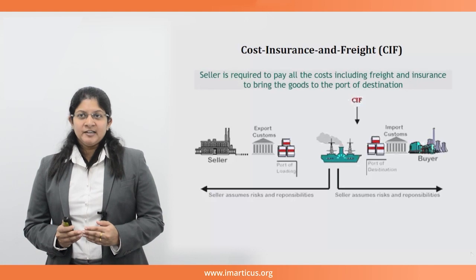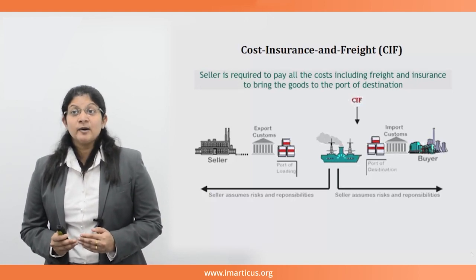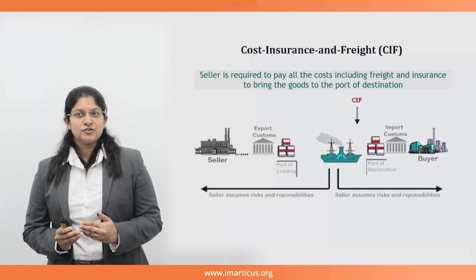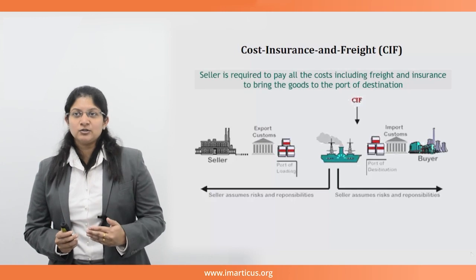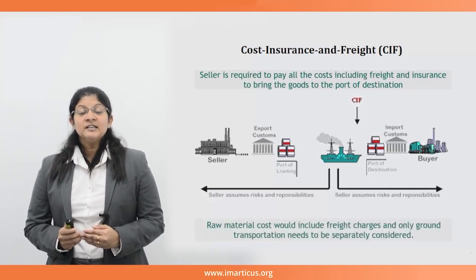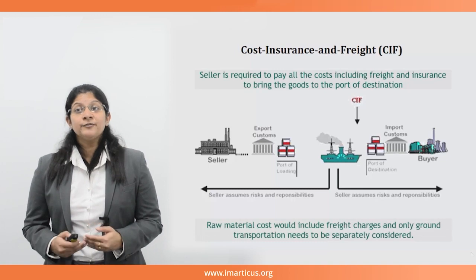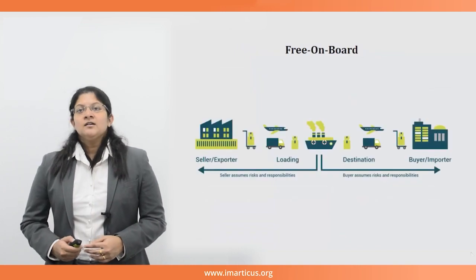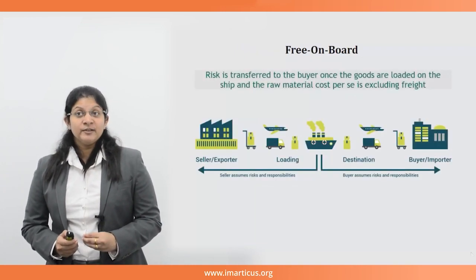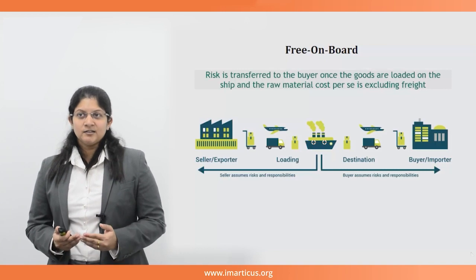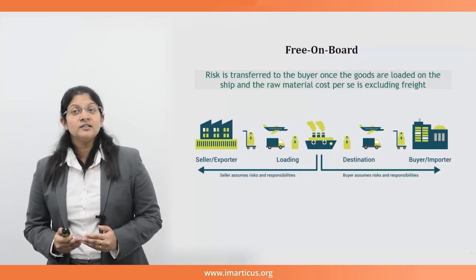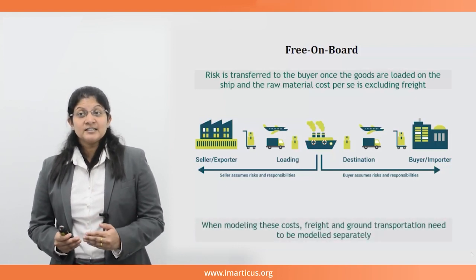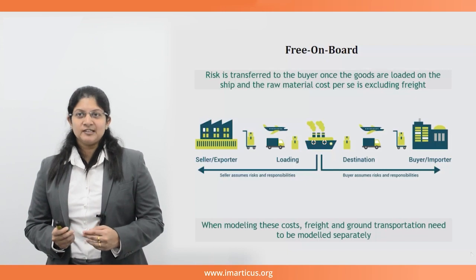In cost, insurance and freight, or CIF for short, the seller is required to pay all the costs including freight and insurance to bring the goods to the port of destination, that is the buyer's port, and delivered to the buyer. From a modeling perspective, this means the raw material cost would include freight charges and only ground transportation needs to be separately considered. However, under free on board, or FOB for short, the risk is transferred to the buyer once the goods are loaded on the ship and the raw material cost per se excludes freight. This means when modeling these costs, freight and ground transportation need to be modeled separately.